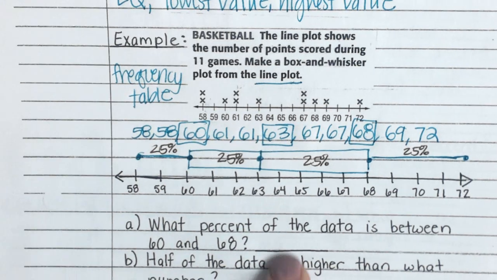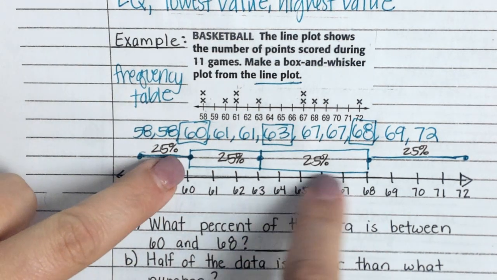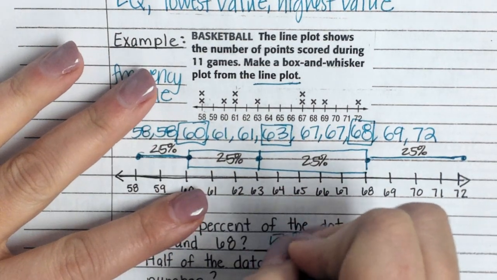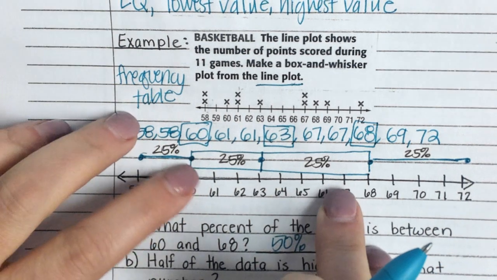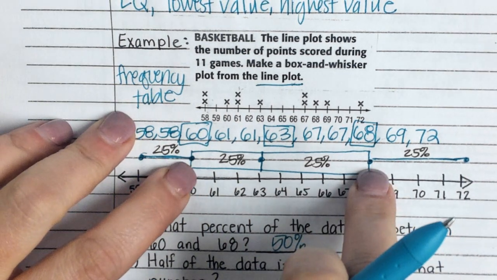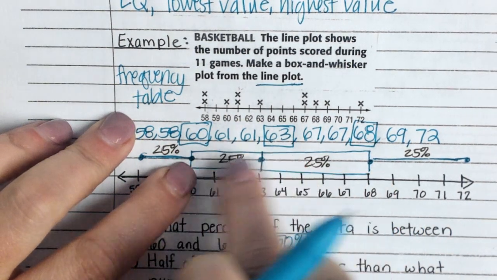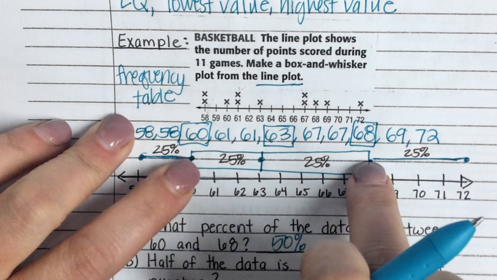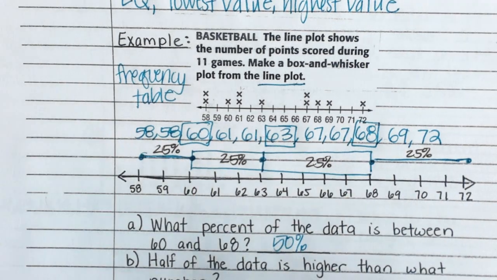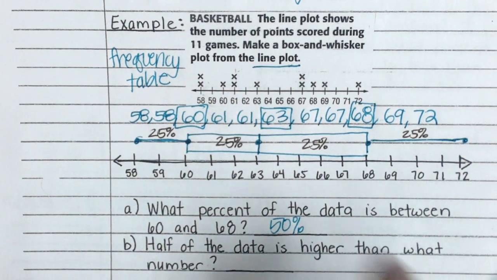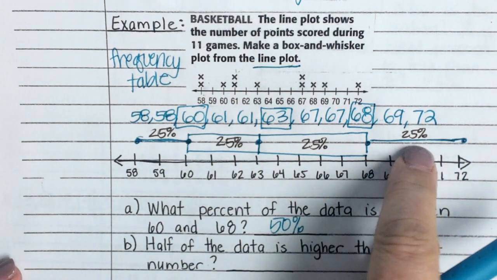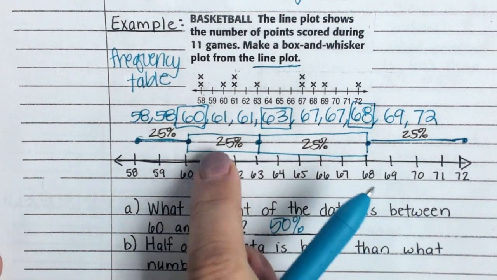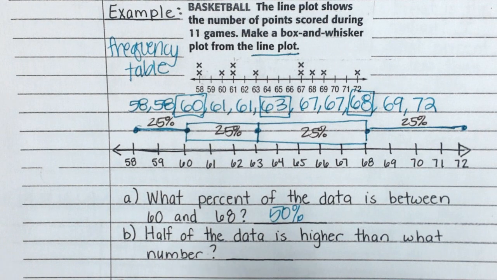So, if we were asking what percent of the data is between 60 and 68, it would be 50%. Right here. Between 60 and 68, that's 2 chunks, 2 sections. Each section's worth 25%, so the data represented between 60 and 68 is 50%. Because these are quartiles. They're divided by 4, so when you take 100% of your data and divide it by 4, each section's worth 25% of your data.